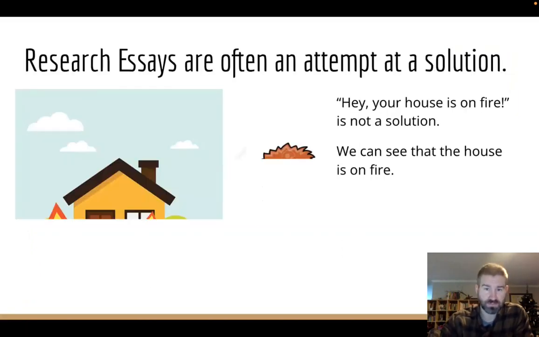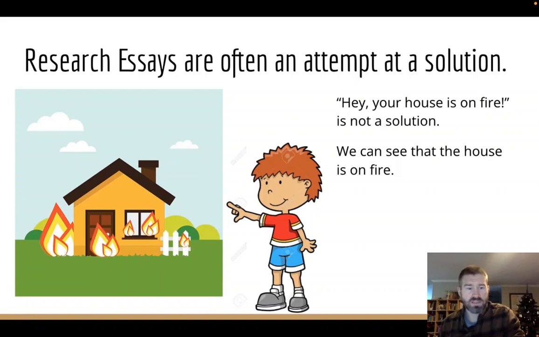You could just simply say, here are 1 or 2 steps that we could take to begin to alleviate this particular problem. So I like to use the analogy of a house on fire as a way to frame this first part. So saying, hey, your house is on fire is not a solution. We can see that the house is on fire, right? Or we can hear it, or we can smell the smoke or whatnot. So again, this identifies a problem, but there's really nothing to do with that problem yet.